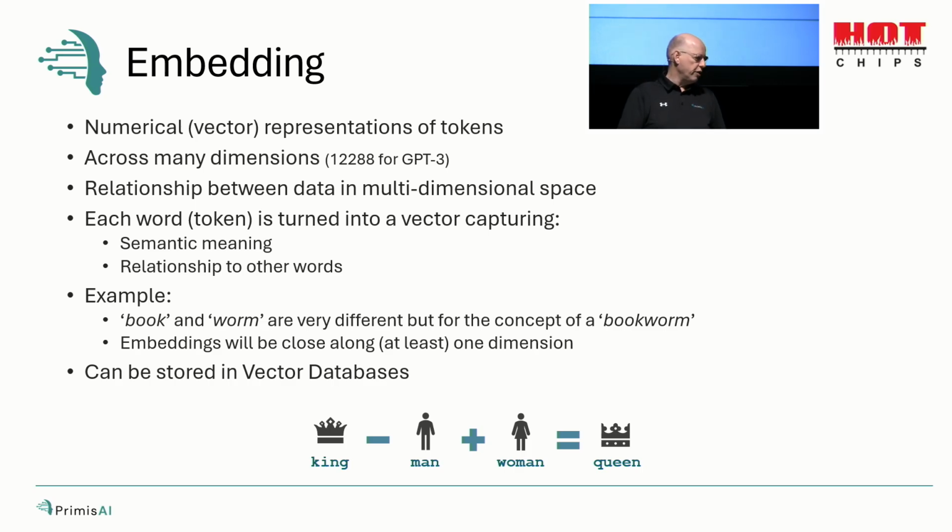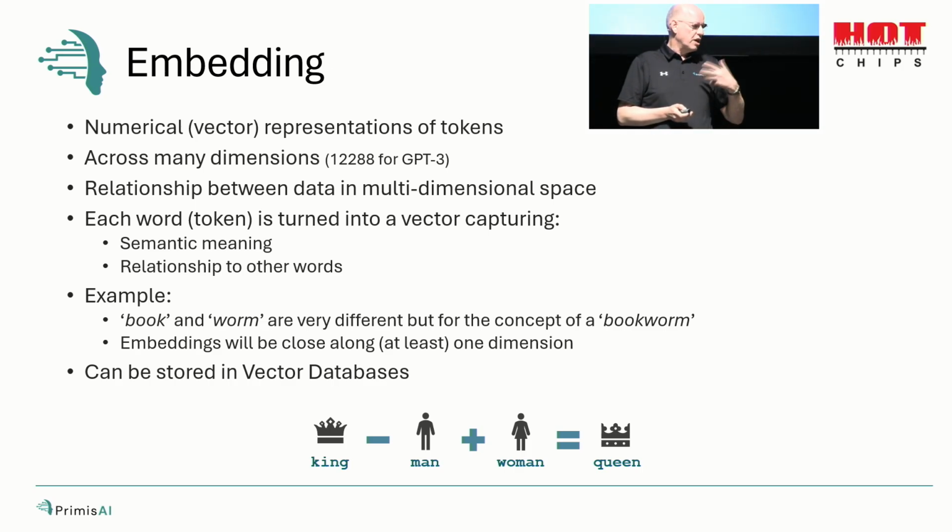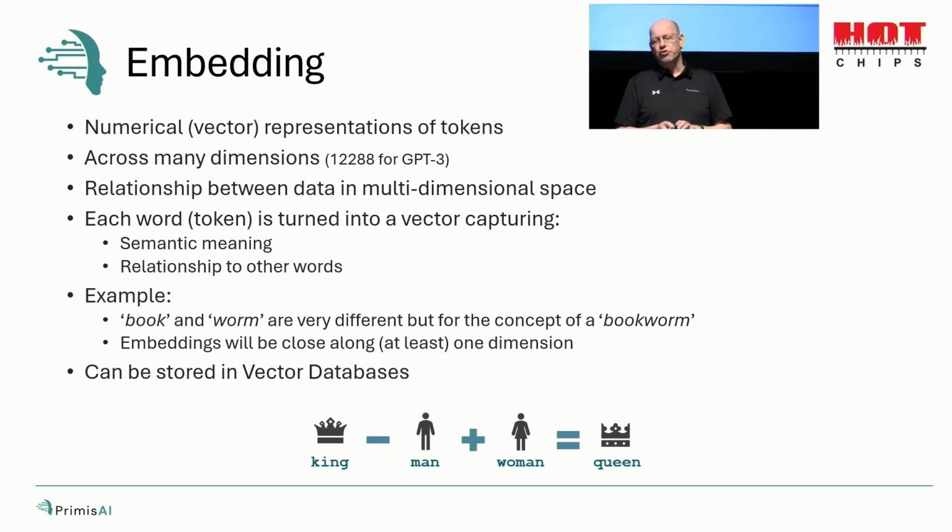So if you take an example, the words book and worm, which are 2 tokens, right? They're very different, but there's also the concept of a bookworm, which is still 2 tokens. But all of a sudden, a bookworm is neither a book nor a worm, right?